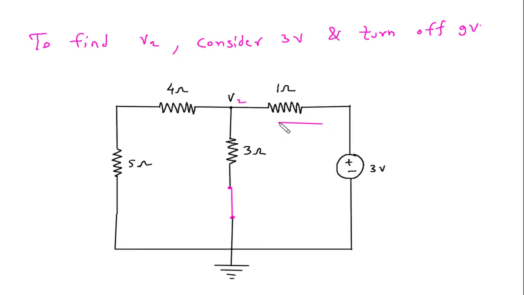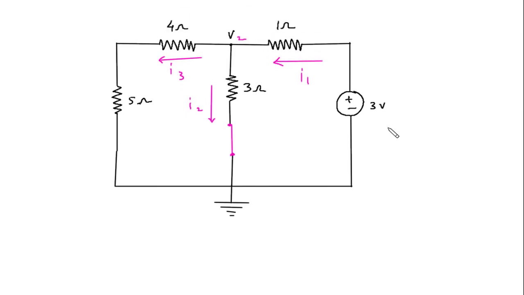Now again we will apply nodal analysis here. So let's say this is current I1, this is current I2, and this is current I3. So apply KCL at node V2. The summation of all the entering current, I1 is equal to I2 plus I3. Now I1 is equal to (3 minus V2) by 1.